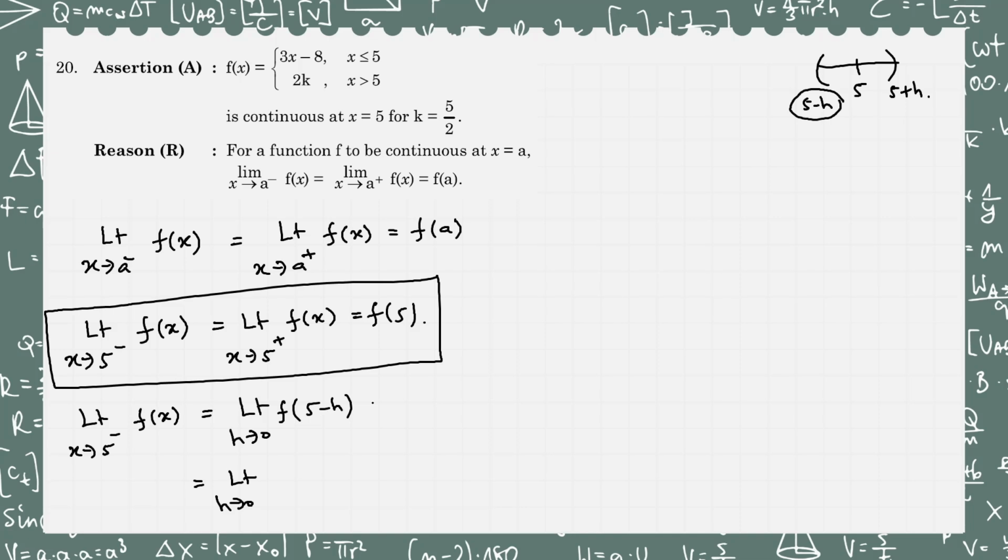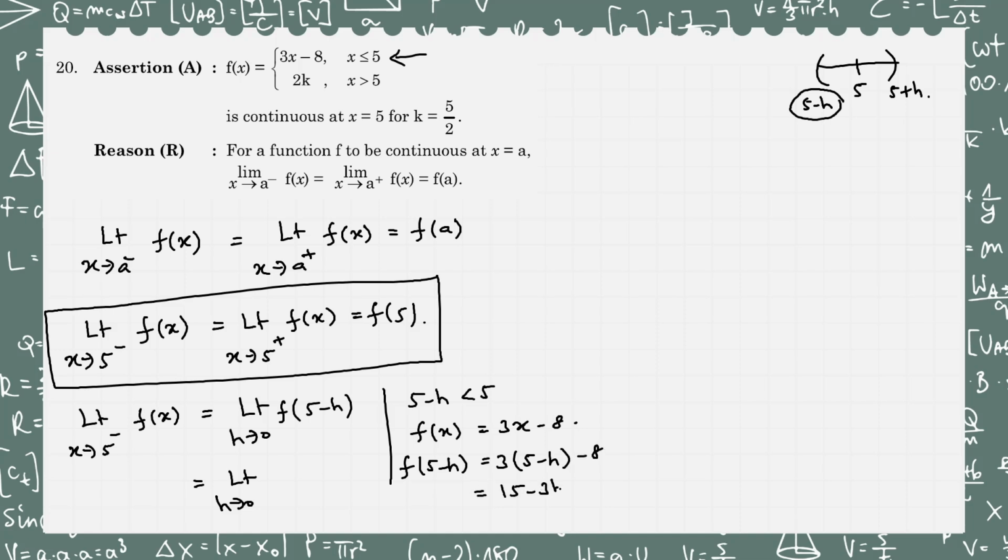Where can I find f of 5 minus h? Because f of x is taking two different values, right? So when 5 minus h is less than 5, we are in this zone, because whenever x is below 5, we have to take f of x equal to 3x minus 8. So in this zone, we have to take this particular f of x for our reference. So this will give you 3 times 5 minus h minus 8. So this is nothing but 15 minus 3h minus 8. And 15 minus 8 is 7. 7 minus 3h is our f of 5 minus h.